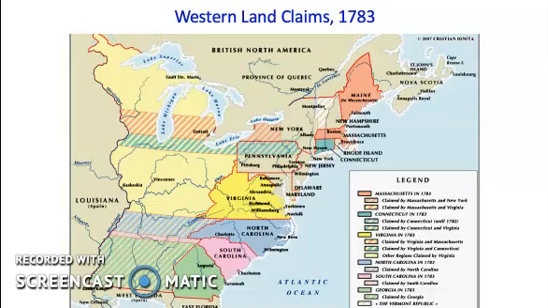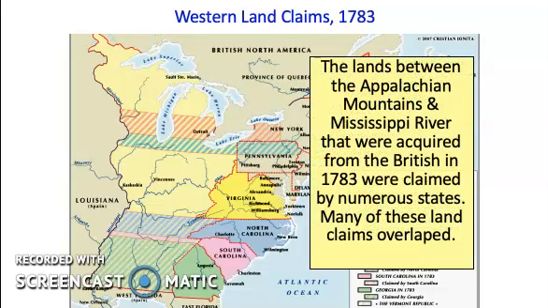Each of the different states had claimed different lands all the way to the Mississippi River. And those lands between the Appalachians and the Mississippi, acquired from the British in the Treaty of Paris of 1783, had been claimed by numerous states, and a lot of these claims overlapped one another.